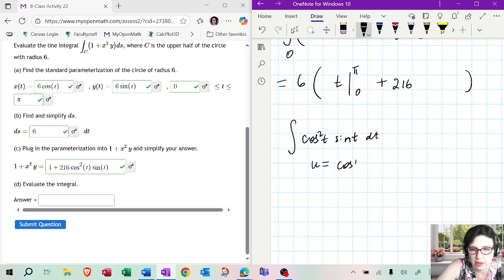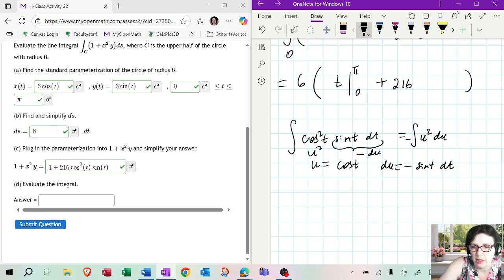So u would be cosine t, and du would be negative sine t dt. So this part right here is actually going to be negative du. This would be u squared. And the integral of u squared du with a minus will become negative u cubed over 3, right? And then I just substitute cosine t in for u. So now let's go in here. This is going to be minus, and then it's going to be u, which is cosine cubed t divided by 3. Okay? And again, I'm substituting 0 and pi in here.